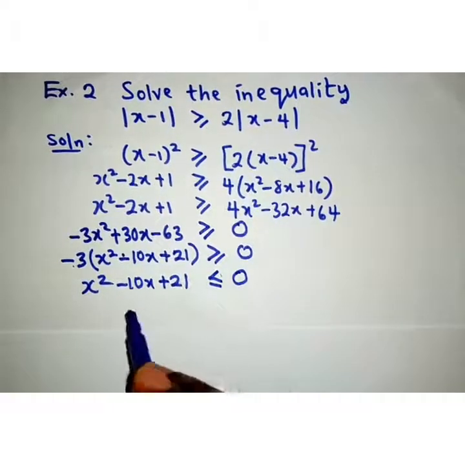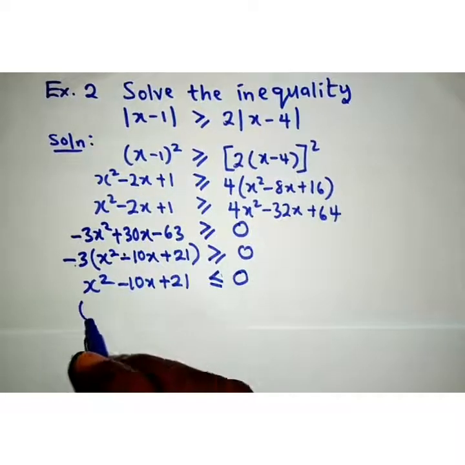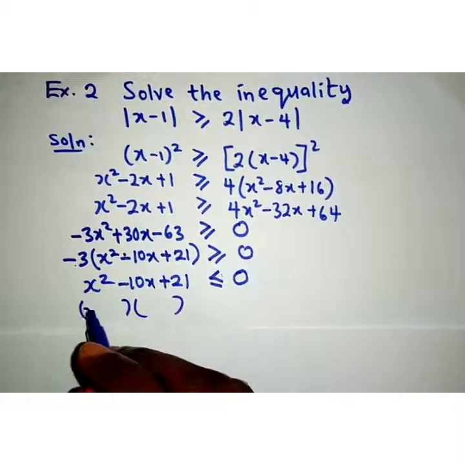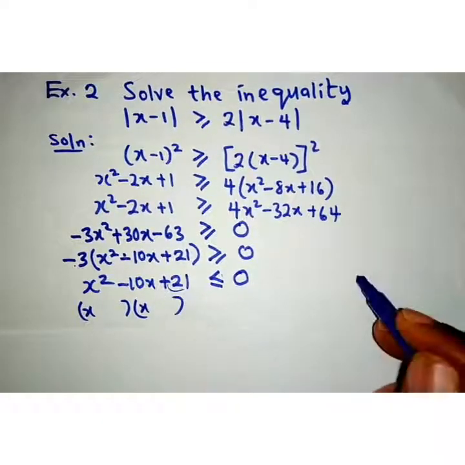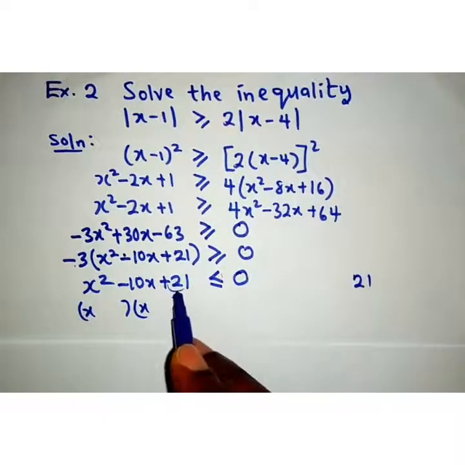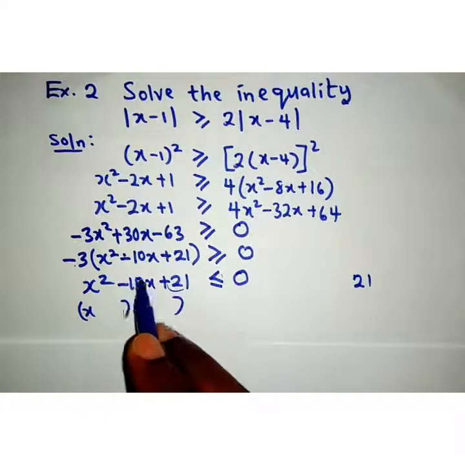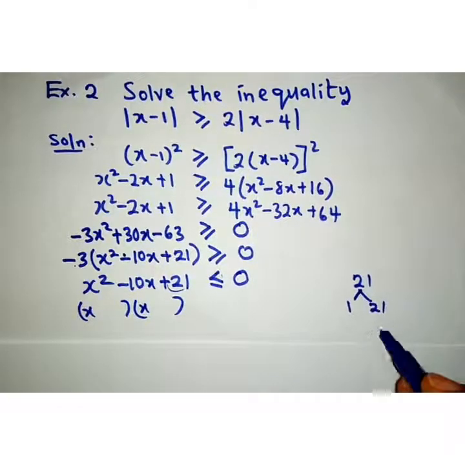So we have a quadratic function here. We factorize it, have x here and x here, and so the constant term here is 21. Look for two numbers that when we multiply gives us 21, and the addition gives us minus 10. So the factors of 21 are 1 and 21, 3 and 7. So if we add 3 plus 7 gives us 10.